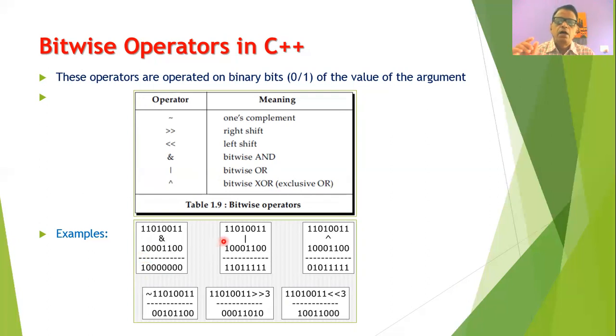In this case, when either of the bits is 1, then the result is 1. And if both the bits are 1, then the result is 1. In the bitwise XOR, one can easily observe that if the bits are different, then the result is 1, and if the bits are the same, then the result is 0. Similarly, 1's complement will replace the 0 by 1 and 1 by 0. The right shift will shift the binary bits to the right by 3-bit positions, and the left shift will shift the binary bits to the left by 3-bit positions.